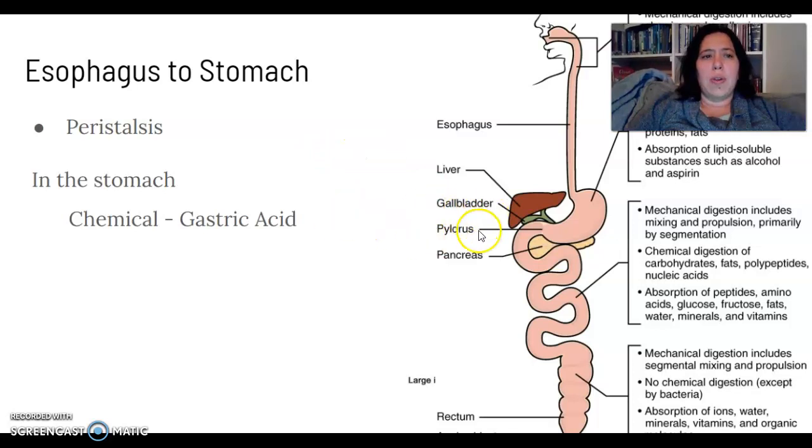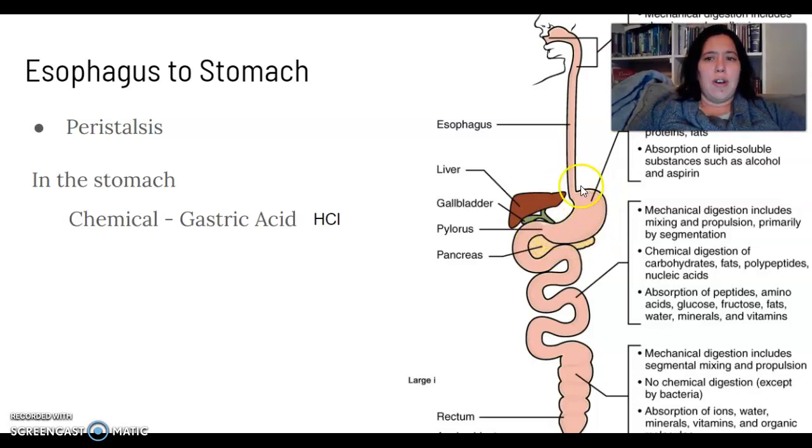Okay, so chemical occurs through the gastric acids, and most people are like, aha, that gastric acid is mostly composed of hydrochloric acid. And it's actually a strong enough acid that it would burn your skin if it were to get out of your stomach and onto your skin. So how come it doesn't just eat away your stomach? Well, the cells that line your stomach actually secrete a lot of mucus that protects them from that acid.